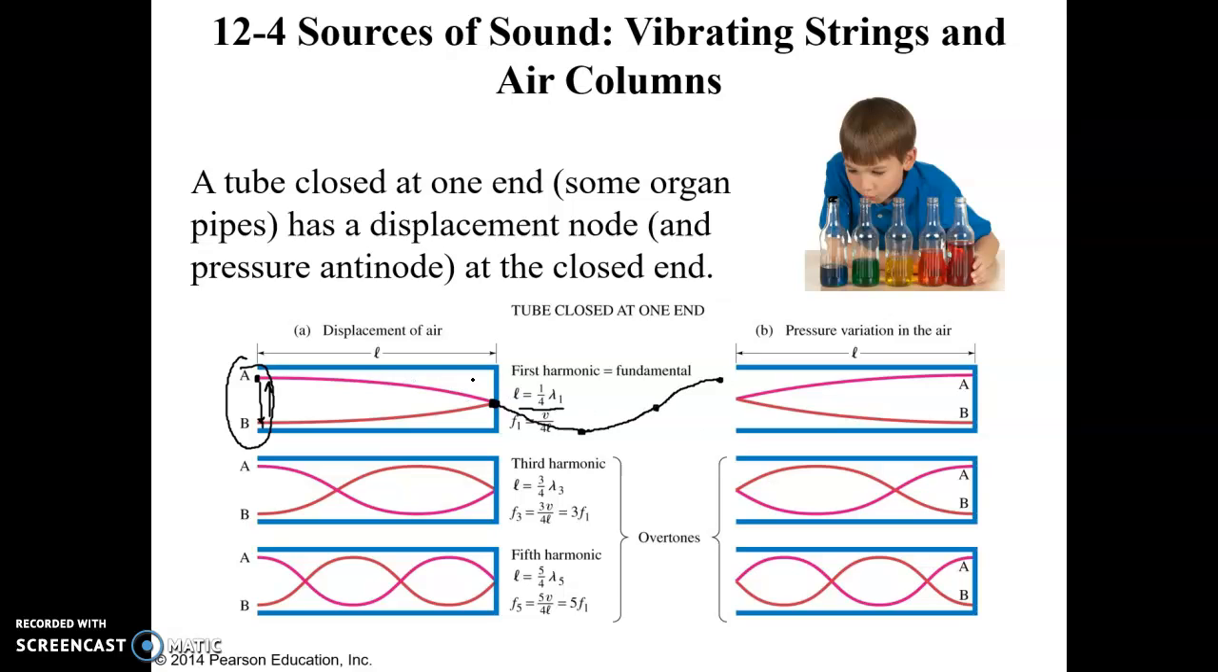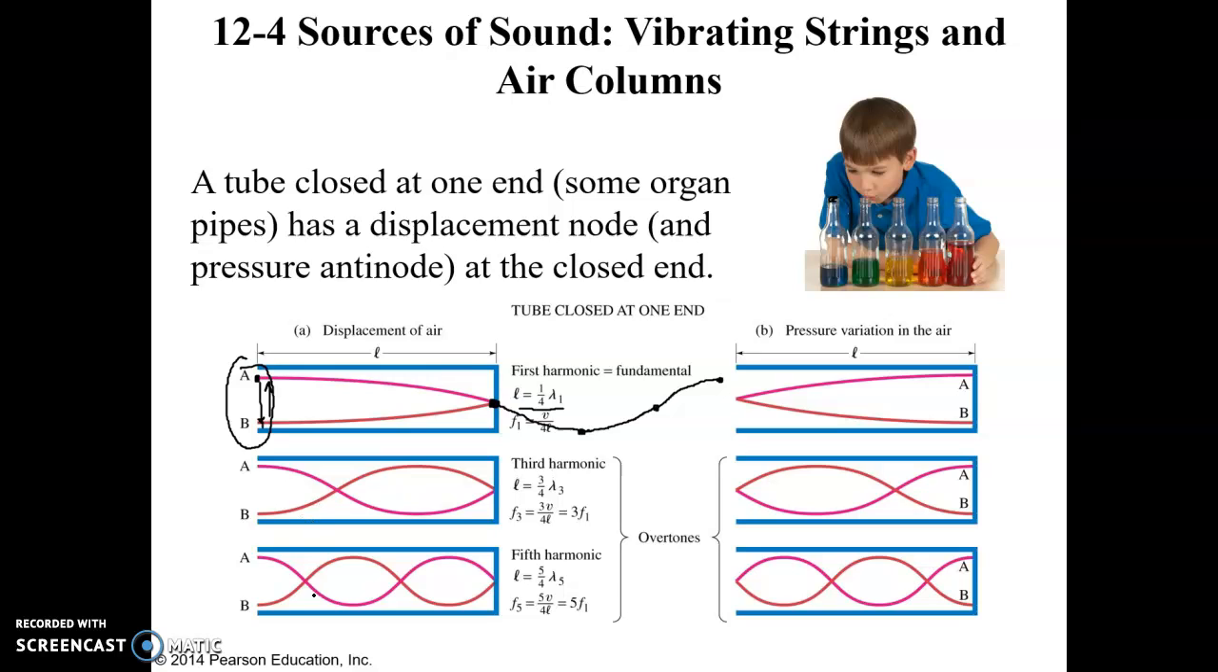So we're basically breaking that wavelength up into 4 pieces, and this is just the first fourth of it. So for the fundamental harmonic for a closed tube, the length of the tube is equal to a fourth of the wavelength. And the frequency is equal to the velocity over 4 times L.